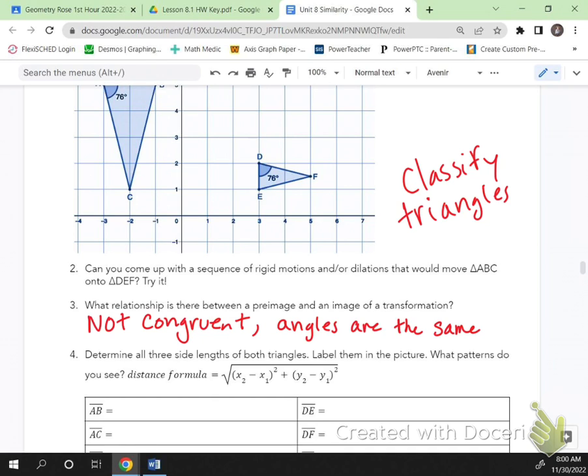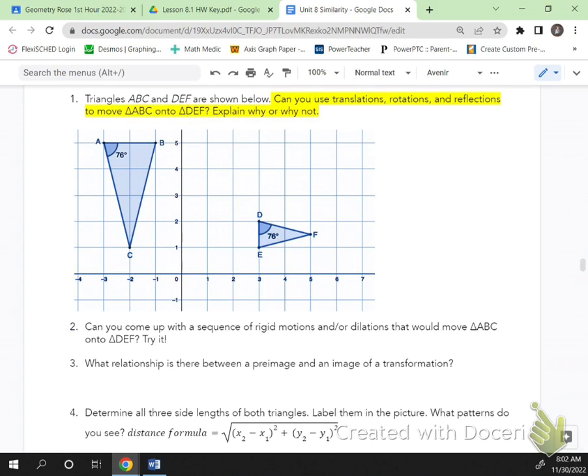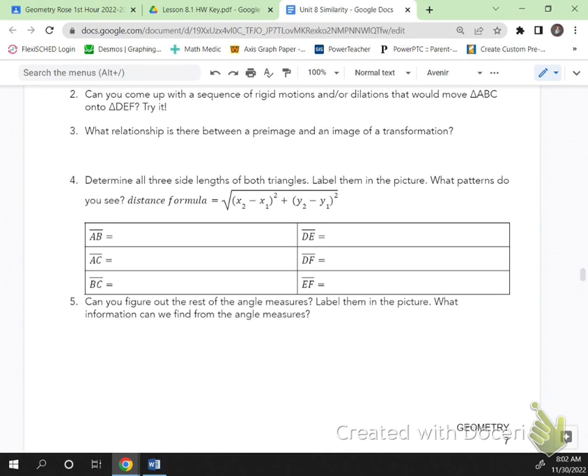Let's look at 4 together. It says, determine all 3 sides of both the triangles. Label them in the picture. You can just put them right in the table. What patterns do we see? Can we classify this triangle? All right. AB. Let's not overcomplicate this. How long is AB? 2 units. So in your table, will you write 2? And we just did that by counting.